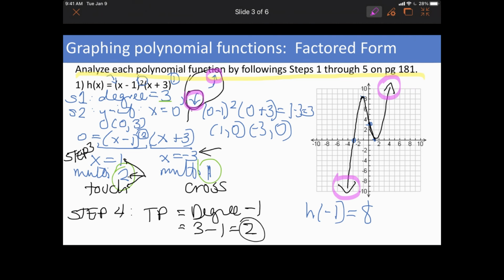Let's talk about the turning points. Turning points is when you change directions in your graph. So this graph is increasing, but do you see here at this point, it turned. So it's one turning point, and then over here, second turning point.